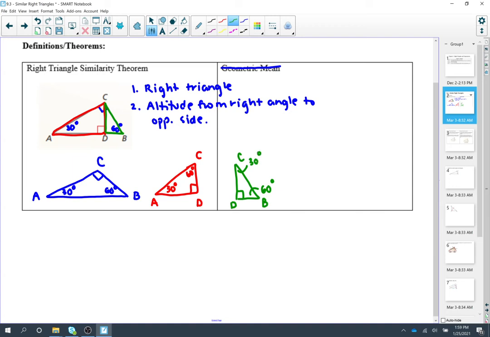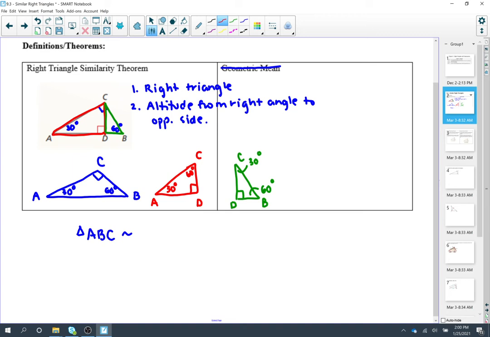Now, if we go back to, I think, chapter 8, and we're using the angle-angle similarity theorem, well, all of these triangles have a 30, a 60, and a 90-degree angle, so all of these triangles are similar by the angle-angle theorem. So our right triangle similarity theorem says that if we're dealing with a right triangle that has an altitude from the right angle to the opposite side, then we can say that triangle ABC is similar. And now we have to pay attention. So A was the 30, B was the 60, C was the 90.